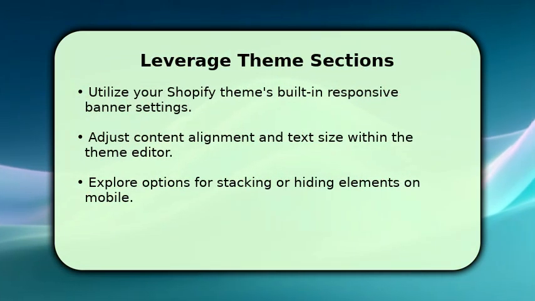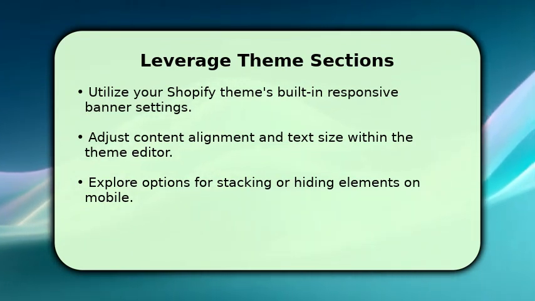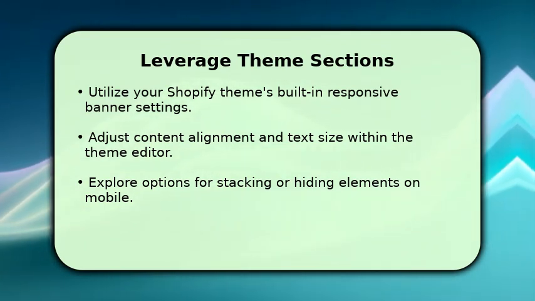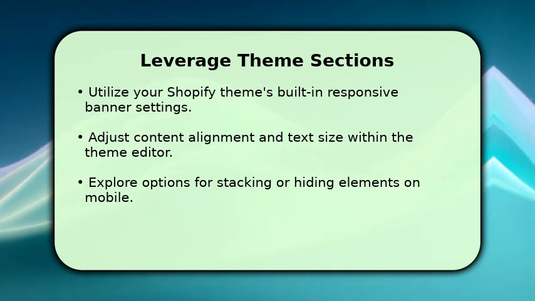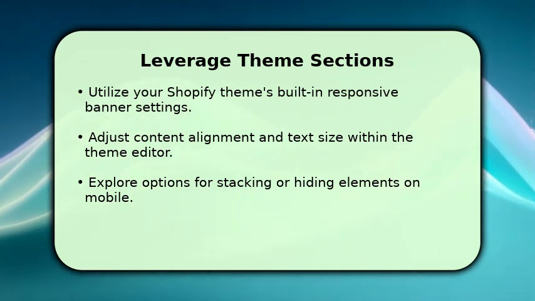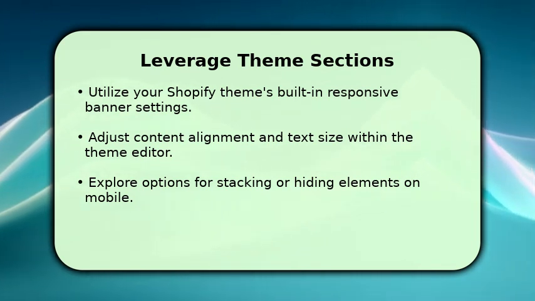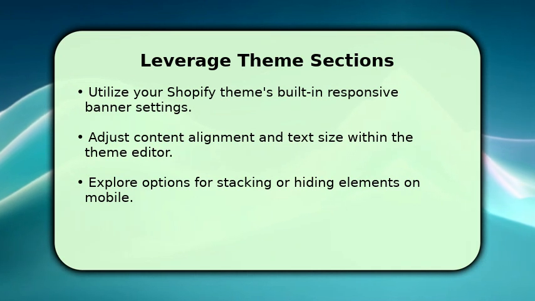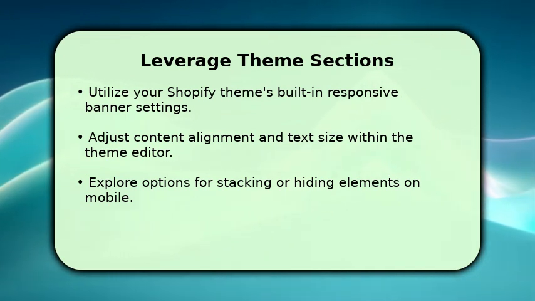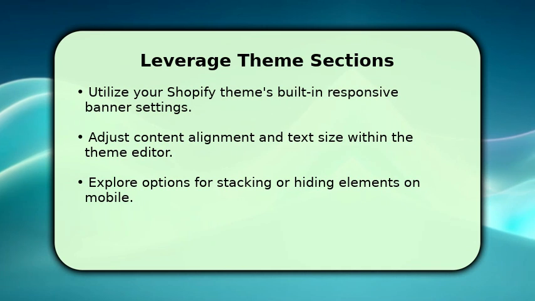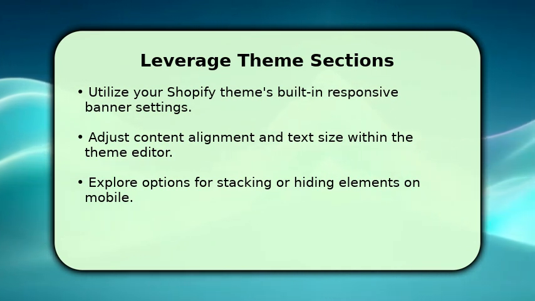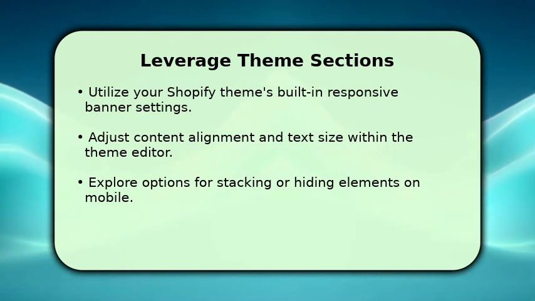Your Shopify theme often provides powerful built-in tools for mobile responsiveness. Navigate to your theme editor and explore the banner section settings. Look for options to adjust image sizes, text overlays, and button placement specifically for mobile. Some themes even offer features to stack elements vertically or hide certain components on smaller screens, giving you precise control over the mobile layout without needing any code.